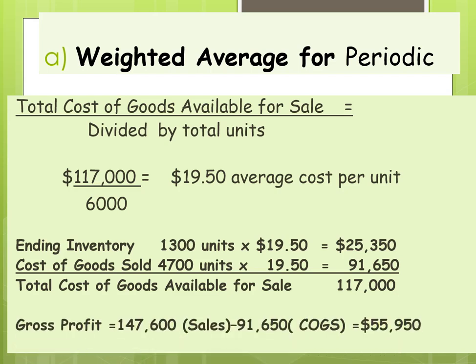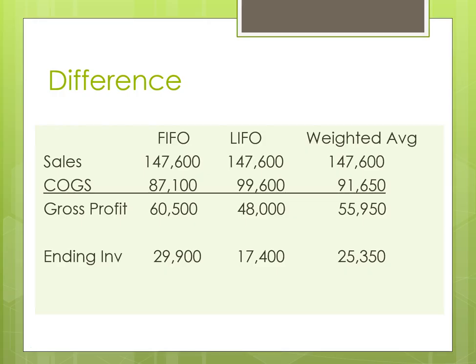And our gross profit always is going to be between the gross profit and cost of goods sold under FIFO and LIFO, if prices are rising, but it'll always be in the middle because it's average. So now here is a comparison. As you notice, under FIFO, we get a higher gross profit because our cost of goods sold is less. However, we get a higher ending inventory. Under LIFO, we get a lower gross profit, but we also get a lower ending inventory. And if you notice, weighted average is between those two numbers.